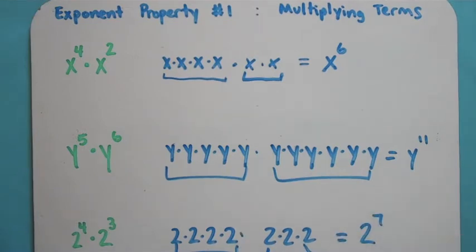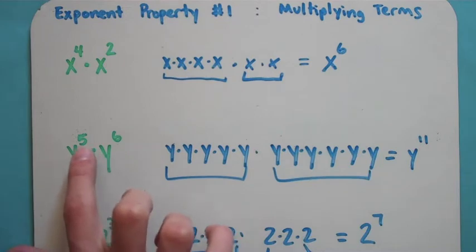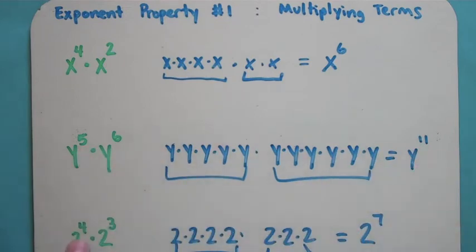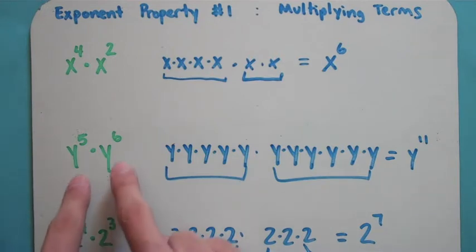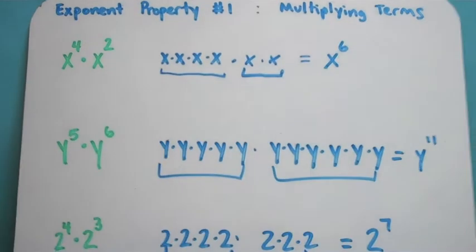So after seeing a couple of these, you guys can hopefully pick up on the pattern here. We did x to the fourth times x to the second. We got x to the sixth, y to the fifth, y to the sixth, y to the 11th, 2 to the fourth, 2 to the third, 2 to the 7th power. It looks like what's happening when you have the pieces side by side like this is we are adding our exponents together. And that is actually the first rule that we're going to talk about, or the first property of exponents we'll discuss.